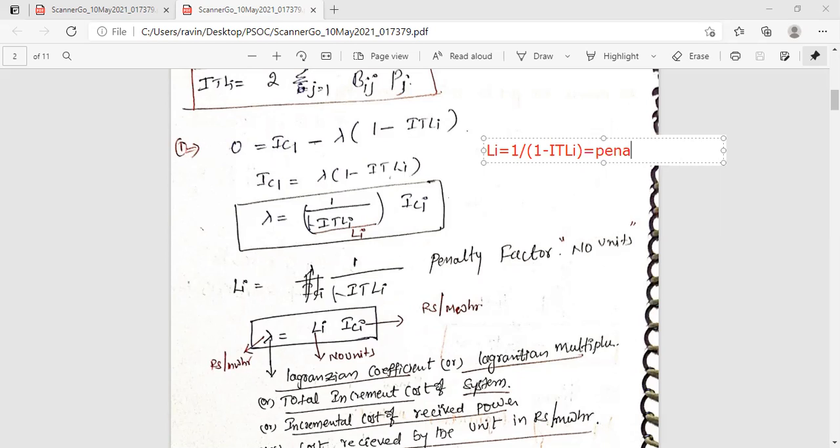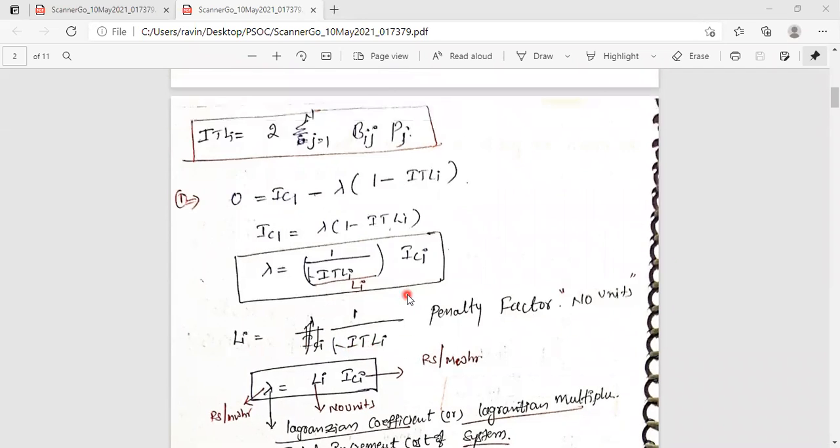So penalty factor depends on what? Penalty factor depends on the incremental transmission line losses. Means directly, the penalty factor depends on transmission line losses only. Did you get that? Yes. As we know, from this penalty factor 1 by 1 minus incremental transmission line loss.